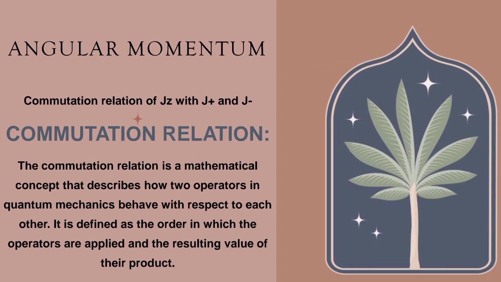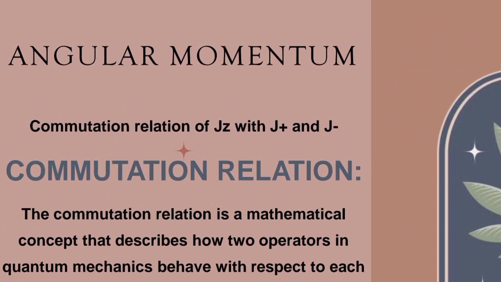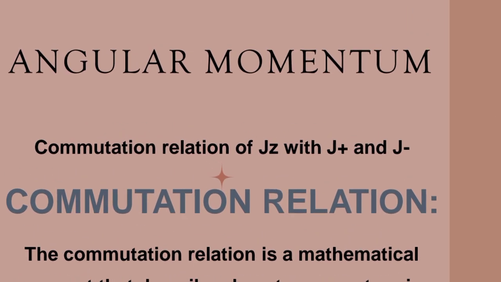These are the relationships of the commutation of Jz with respect to J plus and J minus.